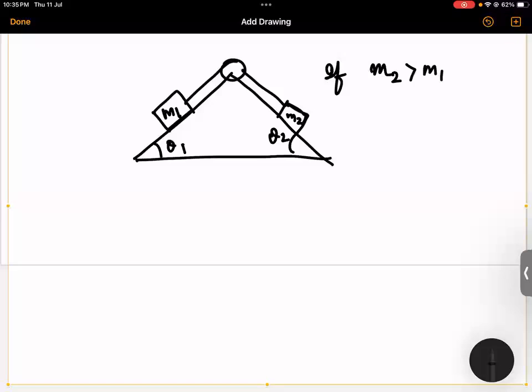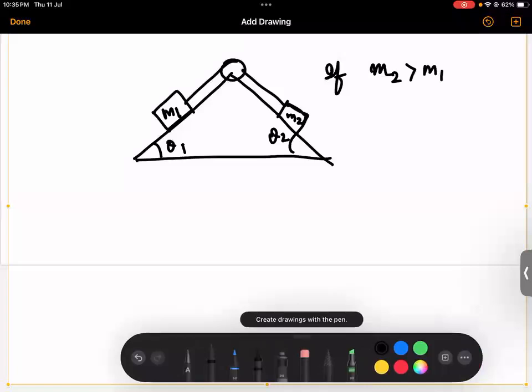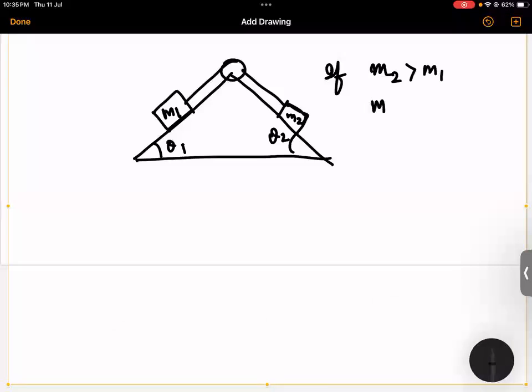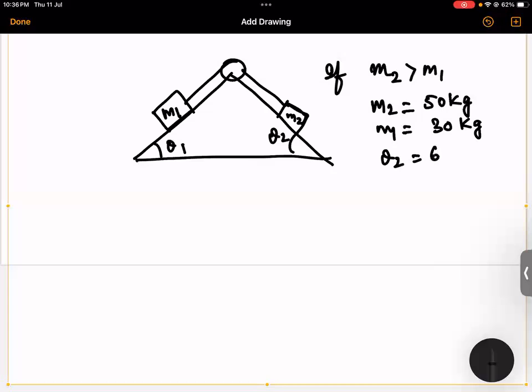or let me give you some values, that will be better. That is M2 is greater than M1, so let me write it as M2 equal to suppose 50 kg. And M1 equal to, let me write it as 30 kg. Now theta 2, let me write it as 60 degree. And theta 1, let me write it as 30 degree. So these are all the values given. Take g equal to 10 meter per second square.